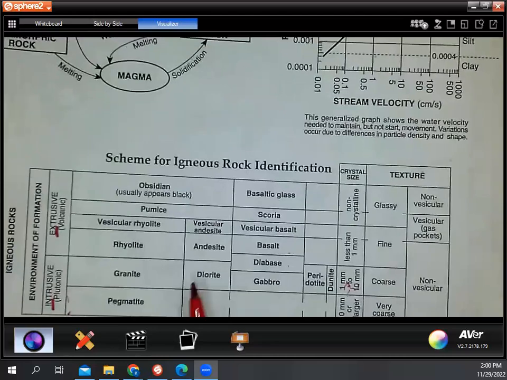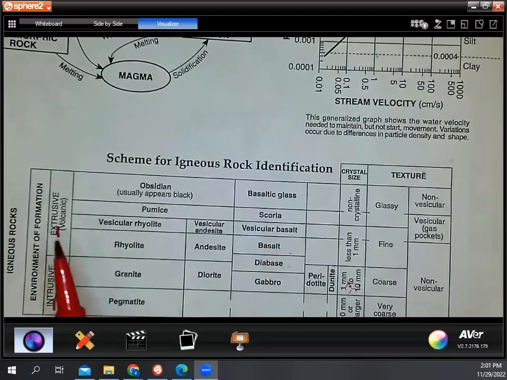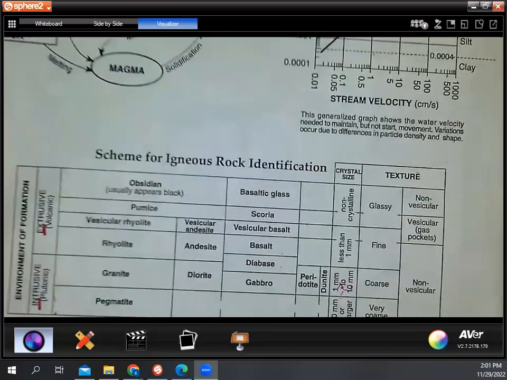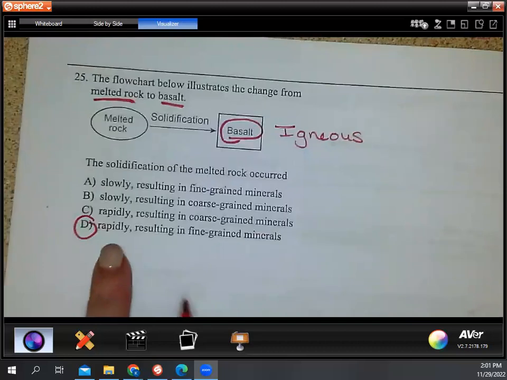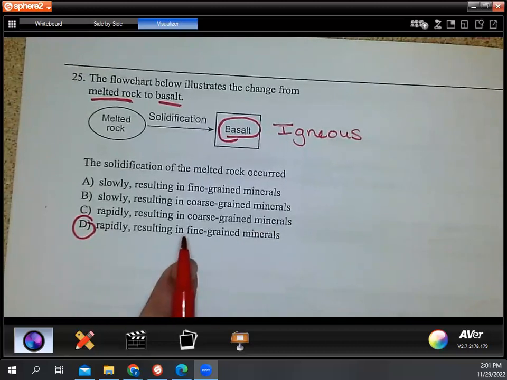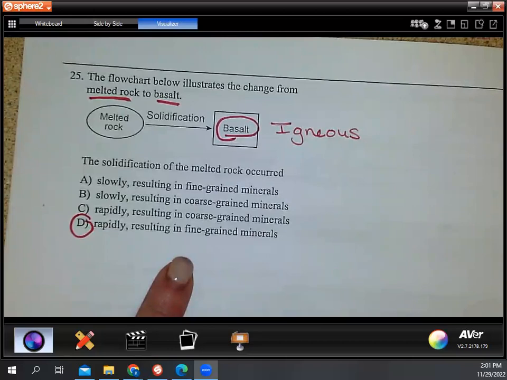Here's basalt. Basalt is an extrusive rock, which means it exited Earth when it formed. It cooled quickly on Earth's surface or very close to it. So it's rapid cooling. And because it rapidly cooled, it didn't have enough time for its crystals to really grow. So it's a fine-grained rock.